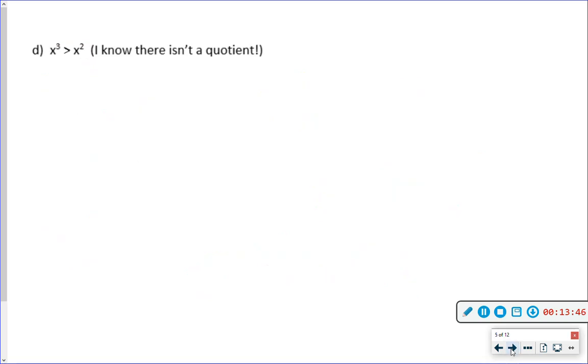I know I said we're doing quotient. I know, this isn't a quotient. But I just wanted to throw it on. I was like, I don't want to make it a whole separate example. Let's just look at it. Okay, same thing. If you're like, man, I don't even know where to start.